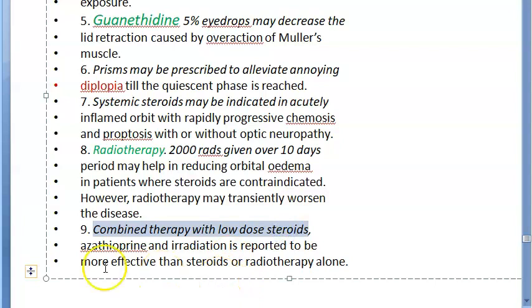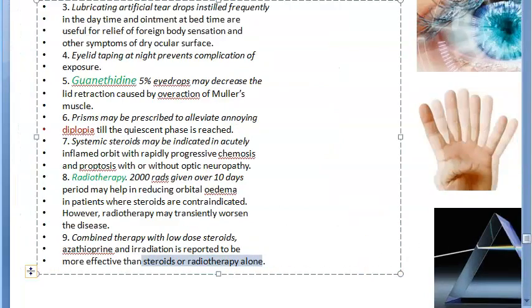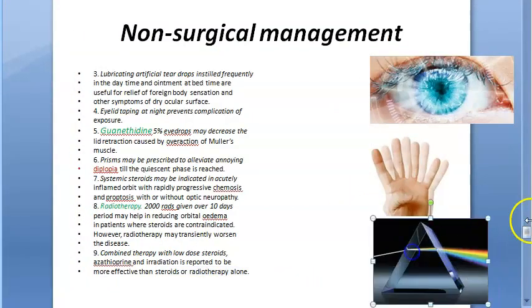Combined therapy with low-dose steroids, azathioprine, and irradiation is more effective than steroids or radiotherapy alone. So instead of giving steroids and radiotherapy alone, here they are doing steroids plus radiotherapy. Combined is more effective, they are saying. Why will you give prism, guys? To reduce the diplopia. Okay, all these were non-surgical.